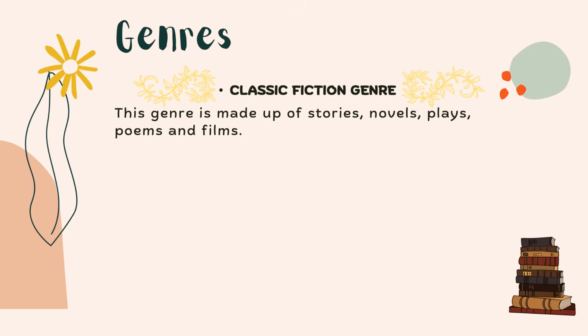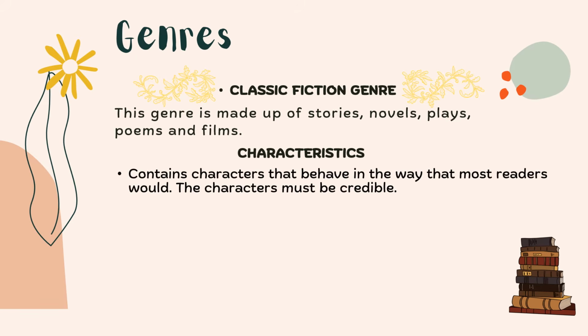Now, the first way to distinguish contemporary fiction is that it will have universal truths and emotions that every human being can experience. In some way, it gives expression to emotions. Similarly, fiction in contemporary literature is realistic, which means that it has the following characteristics. It contains characters that behave in the way that most readers would. The characters must be credible.